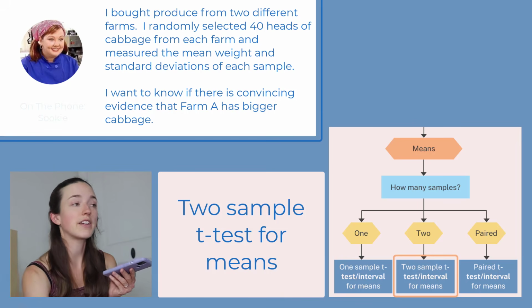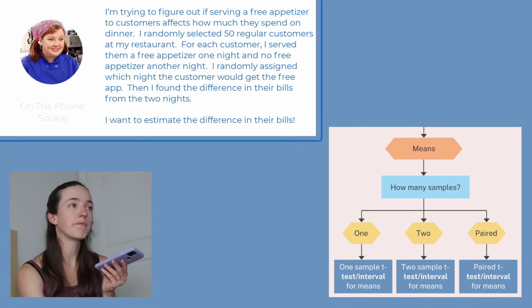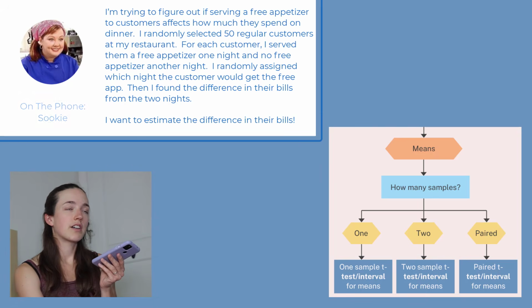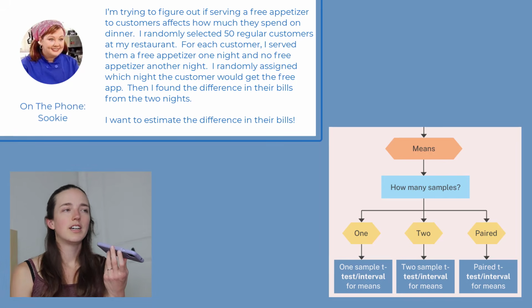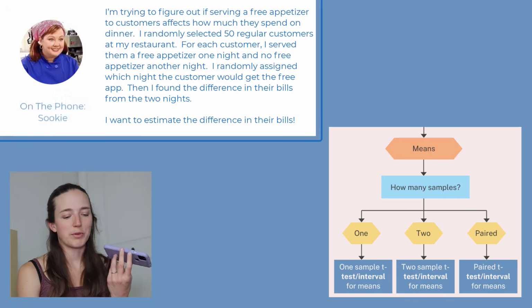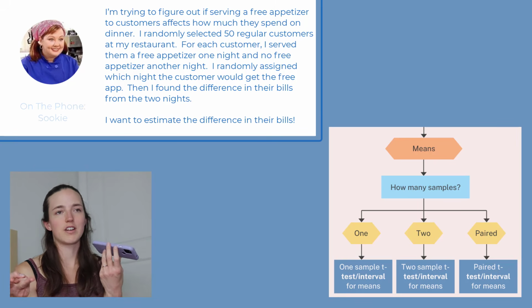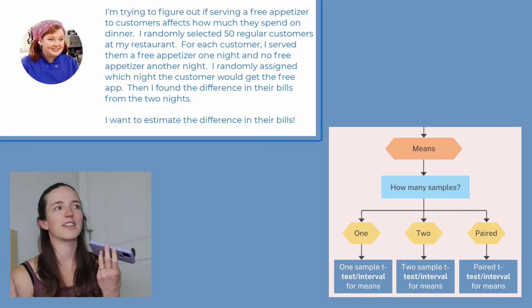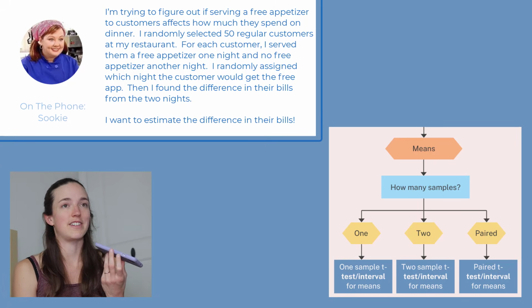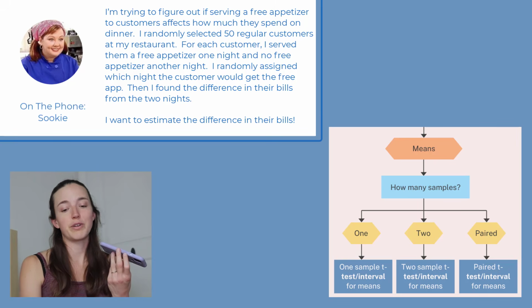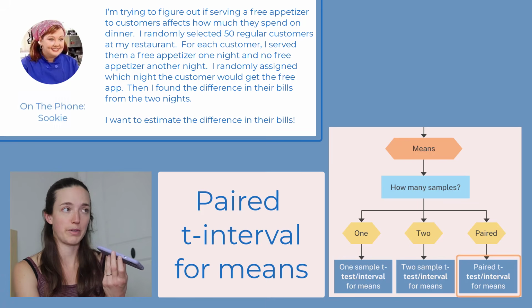Oh, okay, you have another one? Okay. Got it. Okay, so you're thinking about means again because you're measuring how much money they're going to spend. Well, it does kind of sound like there's only one sample, but with each customer, you're measuring two things about the same person, right? How much they spend when they get a free appetizer and how much they spend when they don't. So this is actually an example of paired data. Yeah, each person is paired with themselves. Okay, so you're going to be doing a paired t interval for means.